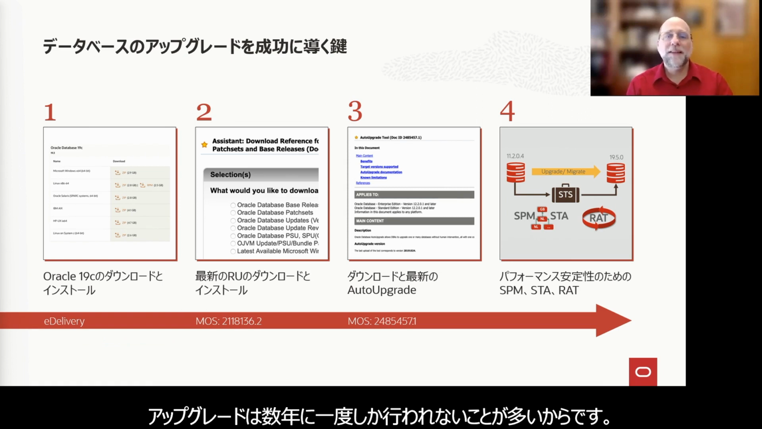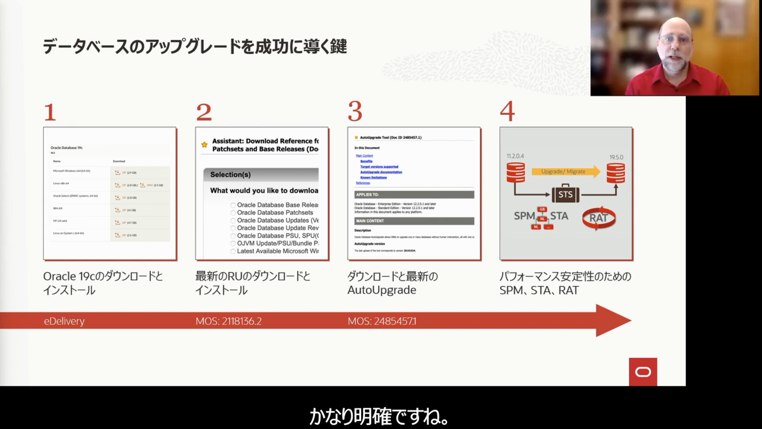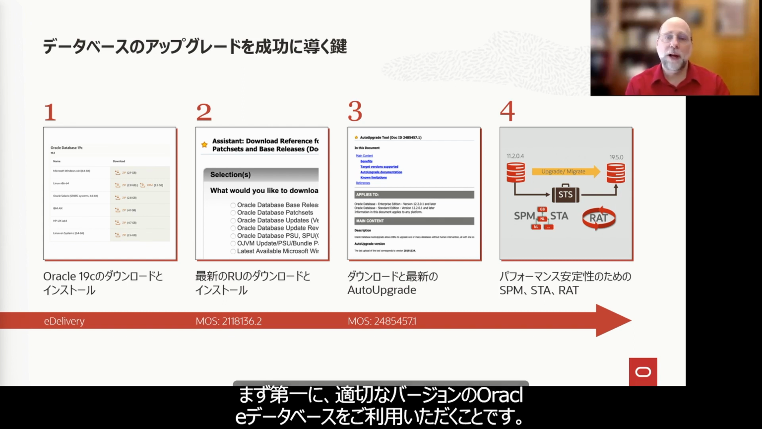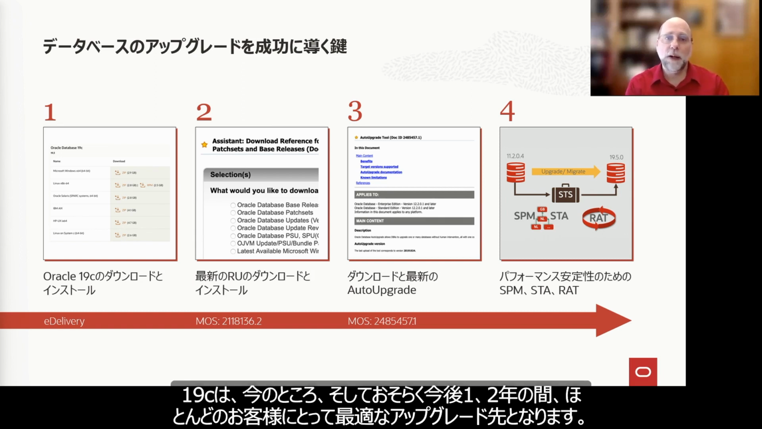Because upgrade is the kind of thing that customers often do only every few years, we've tried to make it conceptually simpler by breaking it into the 4 steps for a successful upgrade. It's pretty clear. First thing is to be on the right version of Oracle database. And the right version, well, that's what you're hearing about now. 19c will be the best upgrade destination for now and probably for the next year or two for most customers.